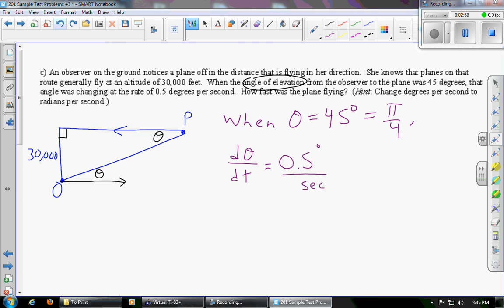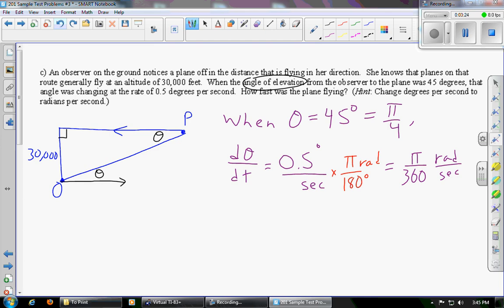But again, the same warning bell is going off. So let's convert that quickly to radians per second. So multiply this by pi over 180. That's pi radians in 180 degrees. And so when we smush this together, we get pi divided by, I think that becomes 360 down there. So this is now pi over 360 radians per second.